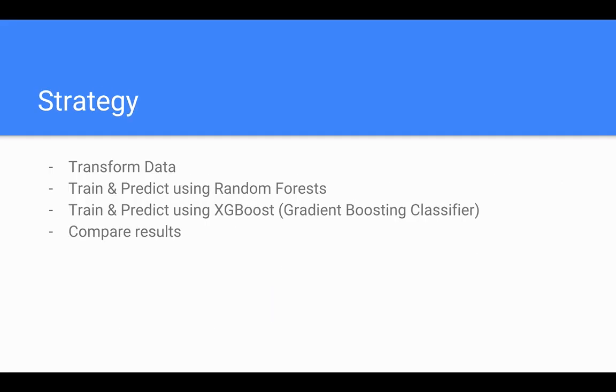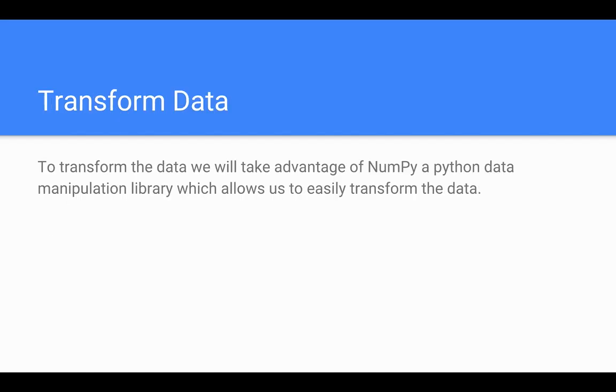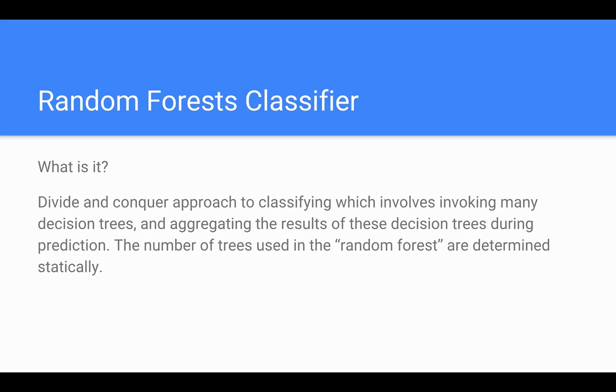So what's my strategy overall here? First we're going to transform the data they gave us into something that we can use for the algorithms, and then we're going to apply random forests and XGBoost, and compare the two results and see which one worked out better. For transforming the data, I used a library called NumPy. I didn't have to do much work, we just had to get it into a format that the classifiers could consume.